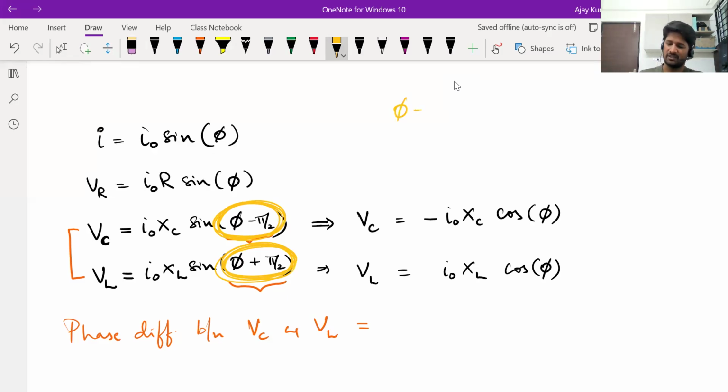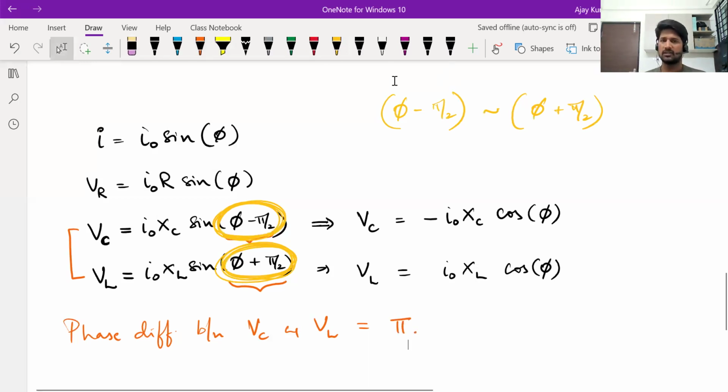Okay. Pradyun, your answer is correct only. Phi minus pi by 2, and you have to take the difference with phi plus pi by 2. You just subtract them. The answer will be pi. That's the phase difference between the voltage across the capacitor and the voltage across the inductor when they are connected in series.